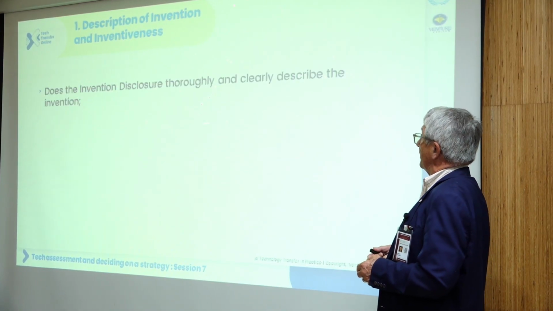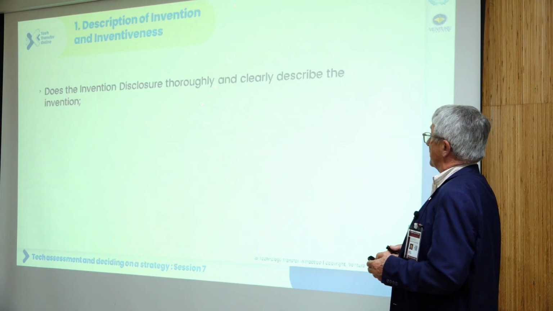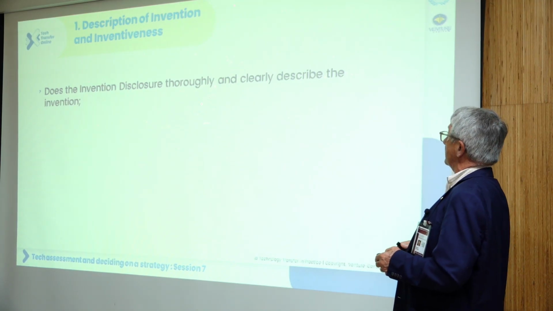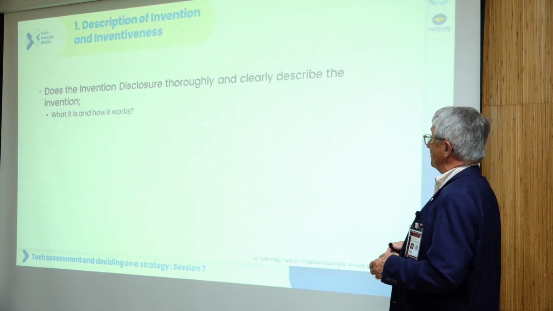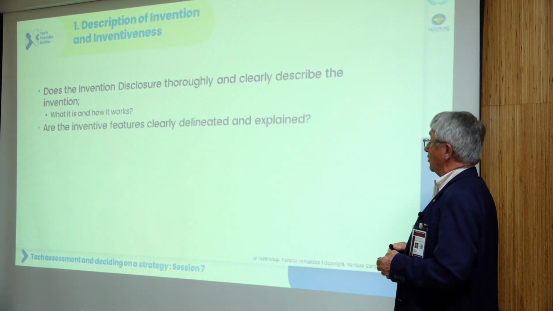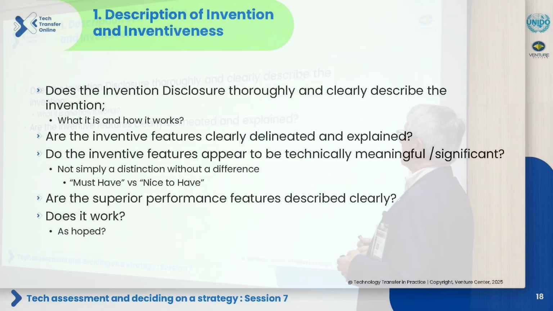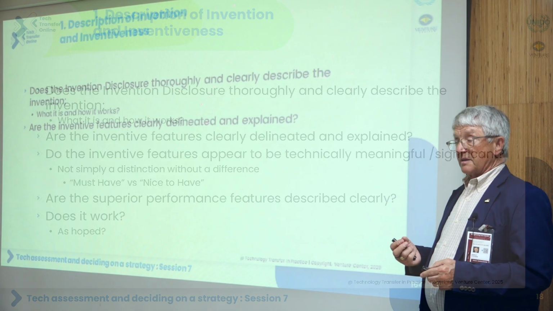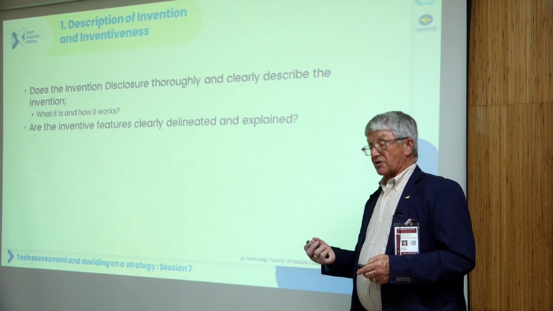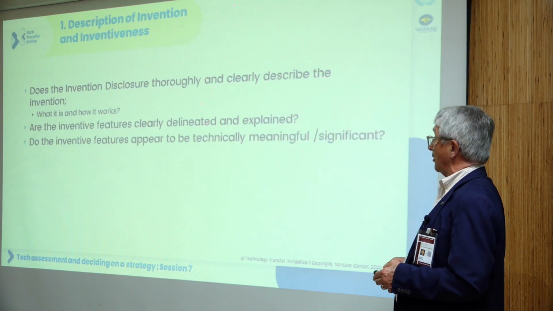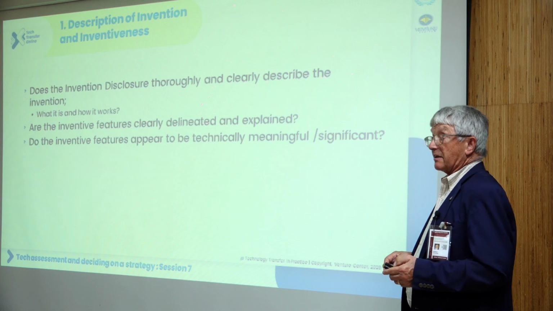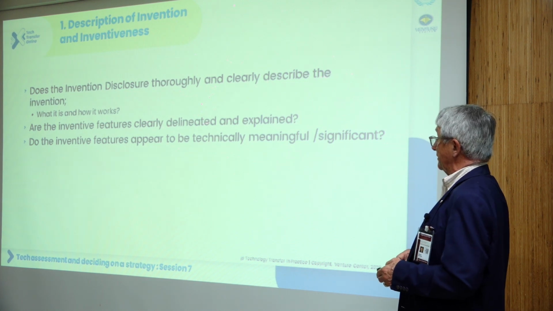So on the description of the invention, does the invention disclosure thoroughly and clearly describe the invention? What it is and how it works? Are the inventive features clearly delineated and explained? And the inventive features are what distinguish it from what came before. Do the invention features appear to be technically meaningful or significant?